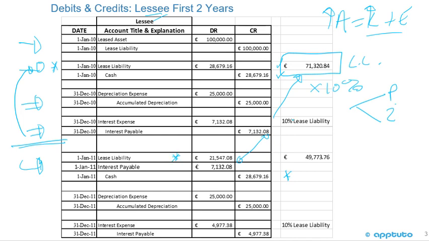Okay, so you can see 71,320 minus 21,547. There's my lease liability there as well. I wrote it for you. So you can see that was the calculations for that.